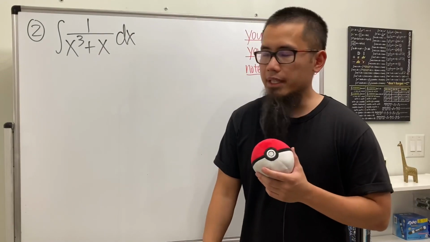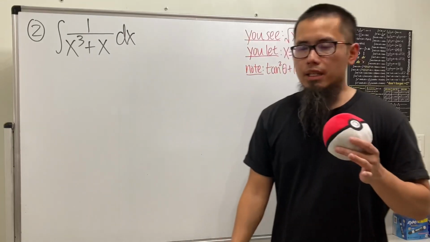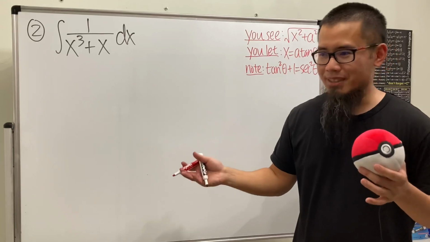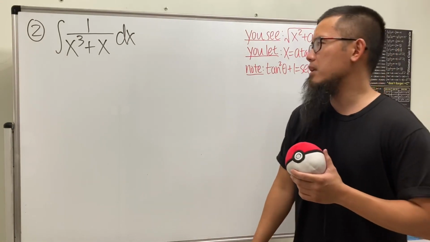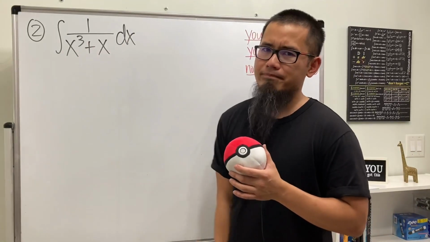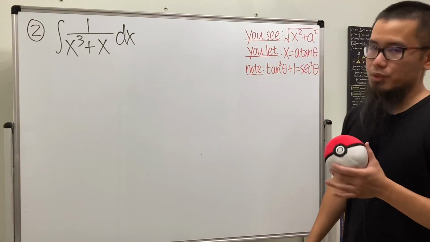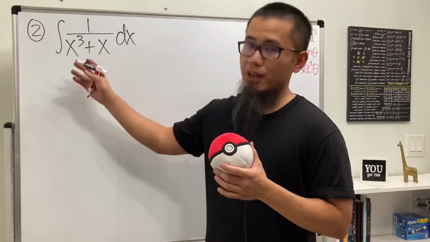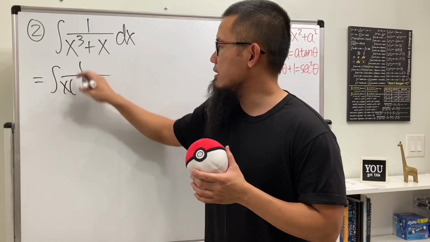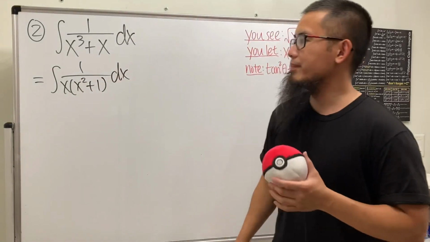Okay, for number 2, we have the integral of 1 over x to the third power plus x. And you don't necessarily have to do trig sub for this, but since we are doing the trig sub video, we will do trig sub. But the thing is that, you see, we have x to the third power plus x. That's not what we have right here, huh? So this is what we are going to do. Just factor out the x and see what happens. Integral 1 over, I will factor out the x, and we are looking at x squared plus 1 inside, and then we have the dx.